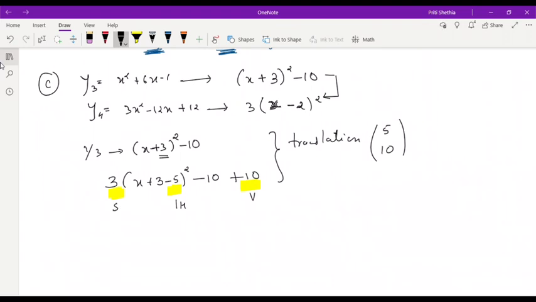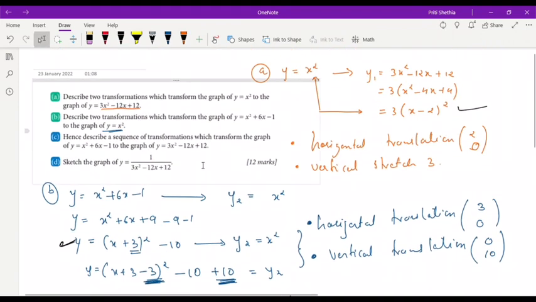Now we have a stretch over here. So translation 5, 10 and stretch is vertical, and vertical stretch of 3. So this is my transformation from y3 to y4.